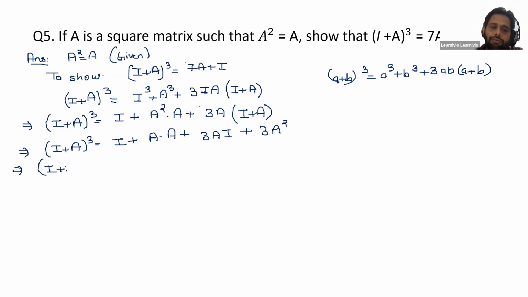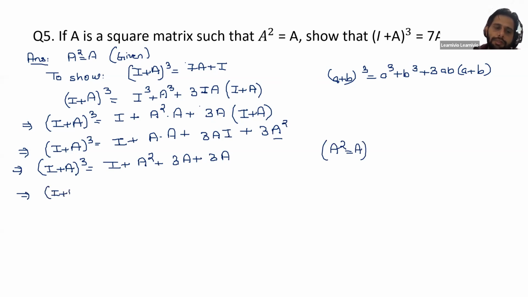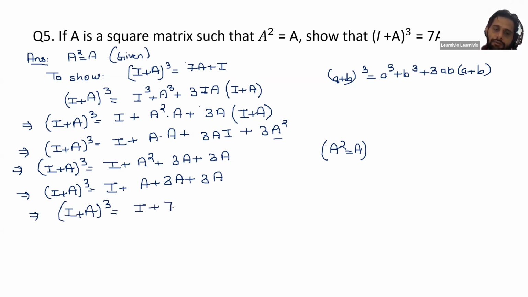So this (I + A)^3, what will we get? I plus A square plus 3A plus 3A. In place of A square, we have again put A square is equal to A. Now here we get (I + A)^3 equal to I plus A plus 3A plus 3A. Now if you add all these terms, then you will get I plus 7A. And this is what we need to prove.